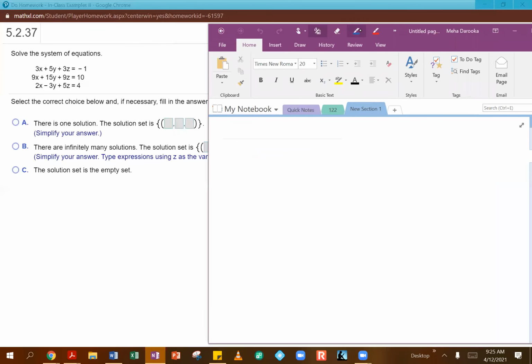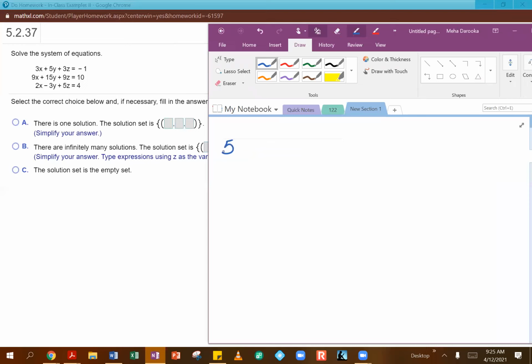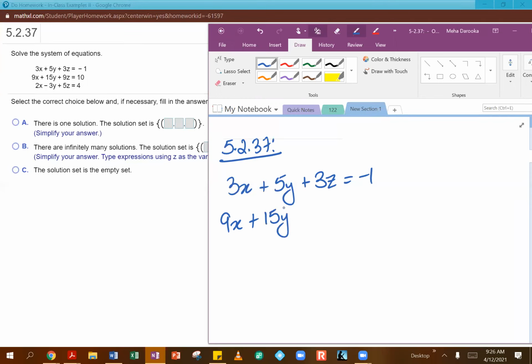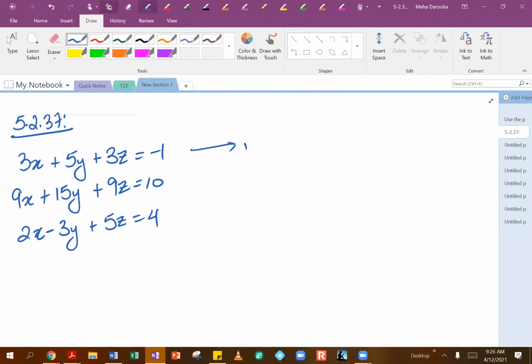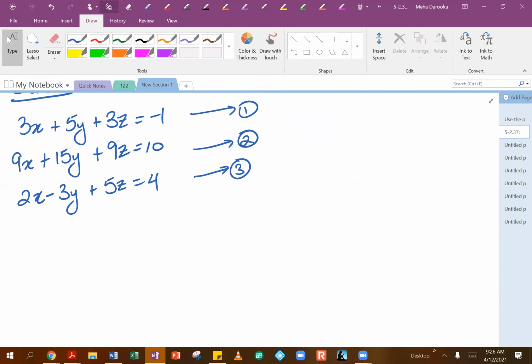Let's move it to our notebook. Okay, so we are given 3x plus 5y plus 3z equals -1, 9x plus 15y plus 9z equals 10, 2x minus 3y plus 5z equals 4. This will be our equations 1, 2, and 3.